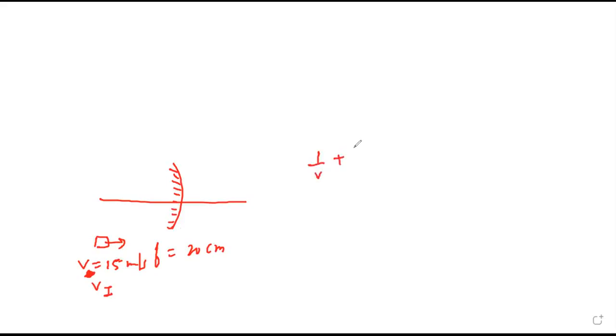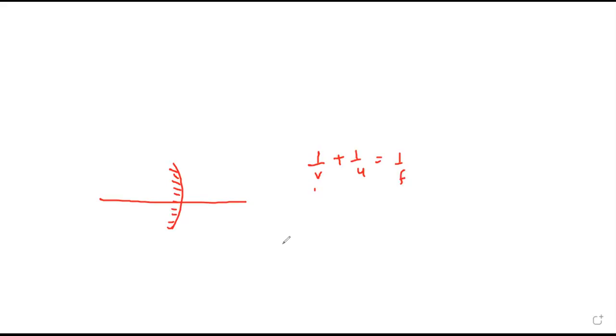1 upon v plus 1 upon u. Is it 1 by f? Yes, sir. In this, what is constant? F is constant. Focal length. Okay, so the image is changing. Speed of image. See, this v is different. Don't interpret both the same. That u and v are image and object distances, correct? They are distances. This is image distance. This is object distance.